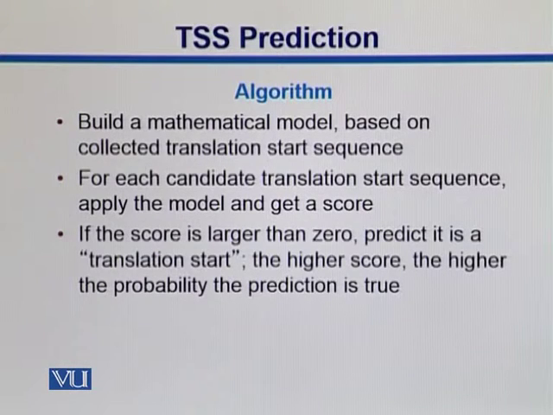Let's look into this algorithm, which we can put together with whatever we have learned so far in this section. We can build a mathematical model based upon collected translation start sequences, and for each sequence we apply the model and get a score. We get those frequencies and divide by the expected. In this way we come up with a model, and if the score is larger than 0, we can predict that there is a translation start site. The higher the score, the higher the probability that the prediction is true.